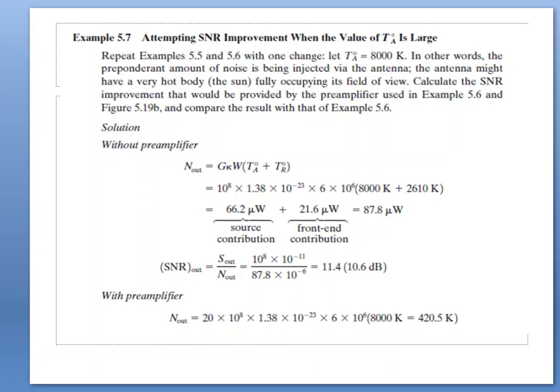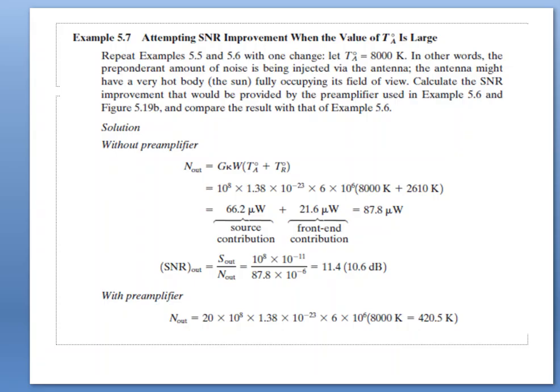Without preamplifier, we are measuring the value of N out, that is G K W into TA plus TR. Here we get the source contribution as 66.2 and front end contribution as 21.6. That is approximately equal to 87.8. Now SNR is equal to S out by N out. You will get 11.4, that is 10.60 dB. Now we go for the with preamplifier case.